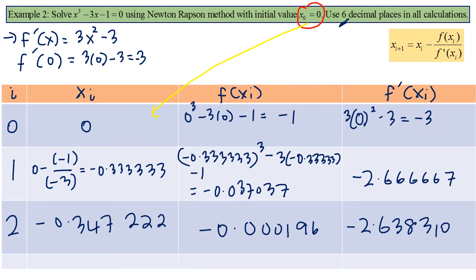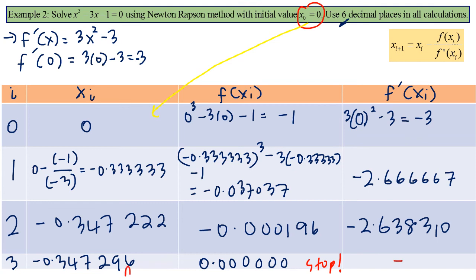So when do you have to stop? Just continue the process. Don't worry, class. Now you get negative 0.347296 using the Newton-Raphson formula. You substitute negative 0.347296 into f(x) and you get 0.000000. Now you can stop because you already reached the solution. So this is the answer that you want.